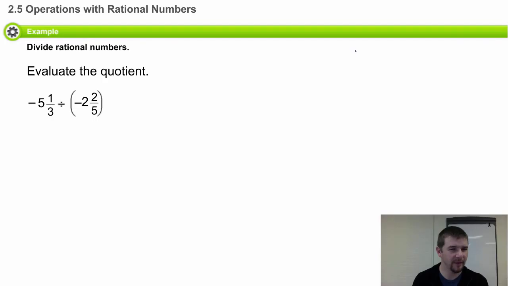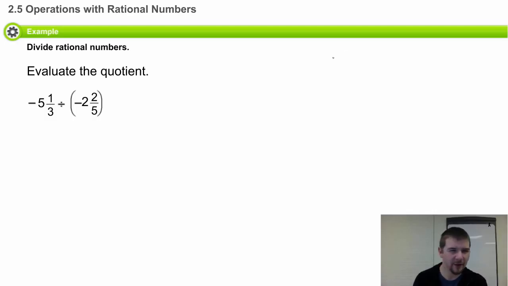And another example problem, divide rational numbers. So you're going to find that dividing rational numbers is very similar to multiplying rational numbers. Once we have the division problem in place, we simply invert or flip the second fraction and then turn it into a multiplication problem. I'll demonstrate here.